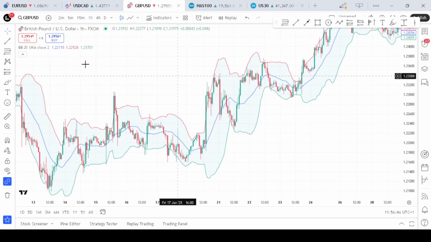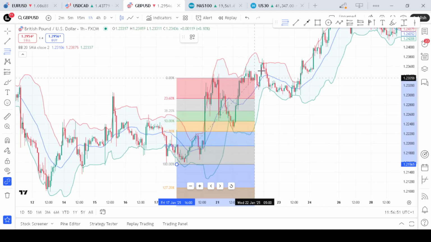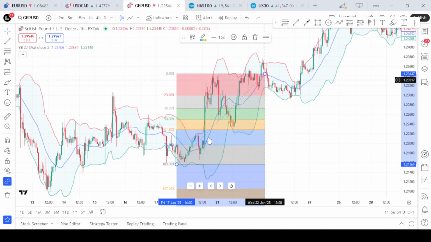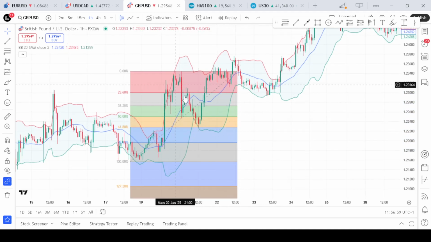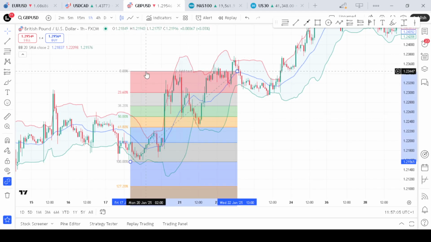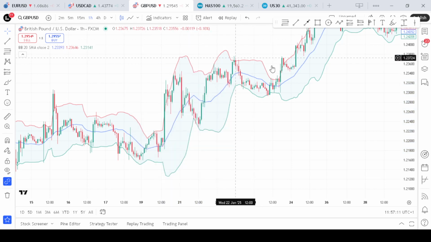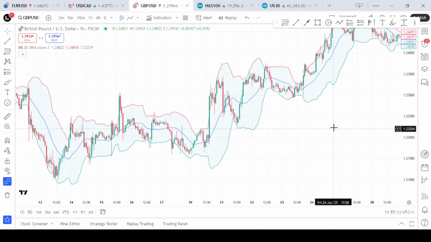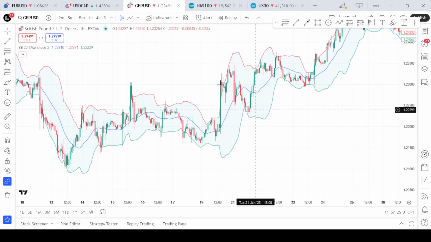So this is adding your Fibonacci tool to your Bollinger Band to see if price respects your Fibonacci levels while also using your Bollinger Band. And as you can see, price respects the levels on the Fibonacci tool. This strategy works best by identifying key support and resistance levels where price action is likely to react. When price approaches the upper Bollinger Band, it may indicate a potential selling opportunity.